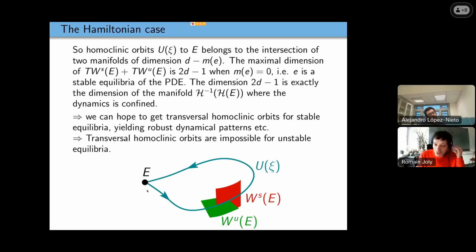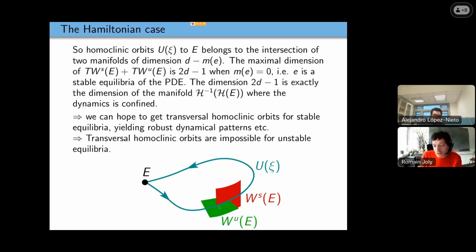Okay, so if you want to have something which is really robust, then the right geometric condition is that the unstable manifold and the stable manifold intersect transversally, just like in the picture.